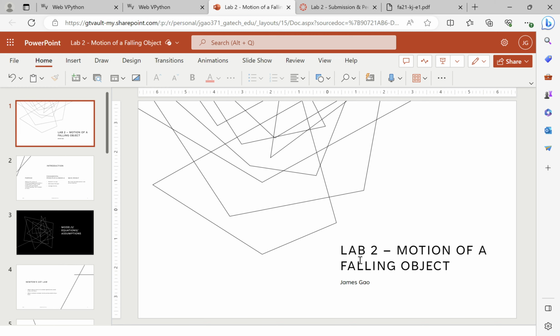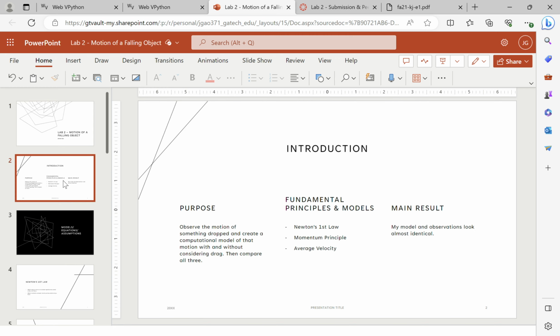Today we're talking about Lab 2, motion of a falling object. So the purpose of this lab was basically to observe the motion of something dropped and to then create a computational model of that motion with and without considering drag, and to then compare all three.